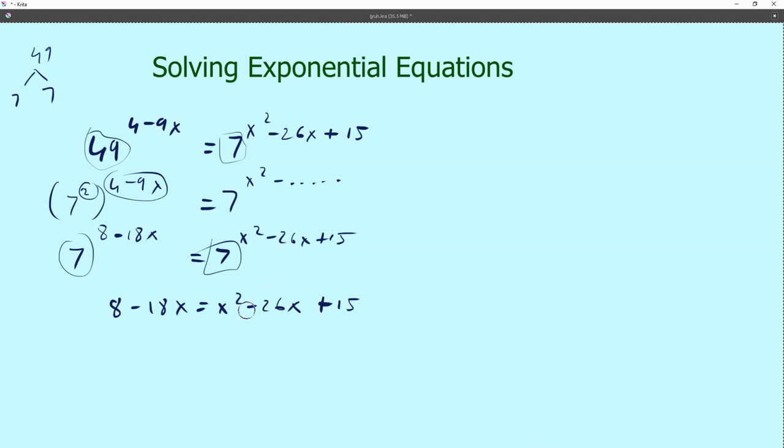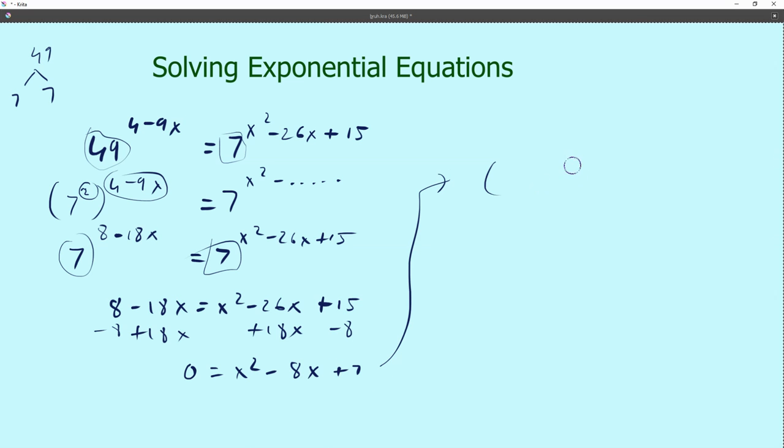Here, the only difference is this quadratic, so I have to make everything equal to 0. So I add 18x here, and then subtract 8. I have 0 is equal to x squared minus 8x plus 7. And now I can solve for that, factor that out. I get x minus 7, x minus 1 is equal to 0. And then you solve that: x is equal to 7 or x is equal to 1.